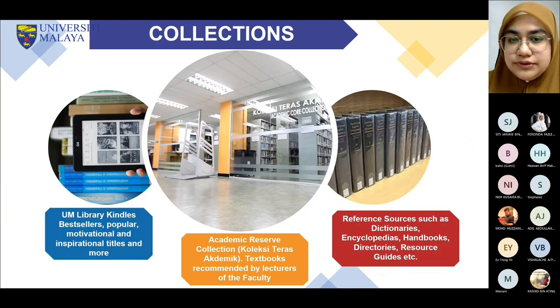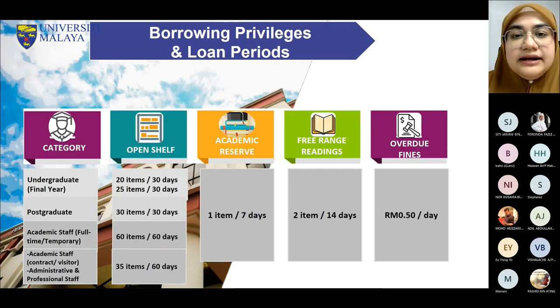So there are different spaces and different types of collection available at the central library and our branch libraries. All right, now here I would like to highlight very quickly your borrowing privileges, if you're not familiar. For postgraduate students, you can borrow up to 30 items from the open shelves.